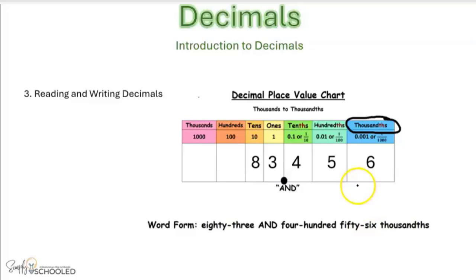Okay, so remember, whenever you see a decimal, you say the word "and". And one way that you have probably already experienced this is in money. So for example, if you have $3.56, you would say $3 and 56 cents. As you can see, we use decimals in everyday life with money, and the point stands for "and".